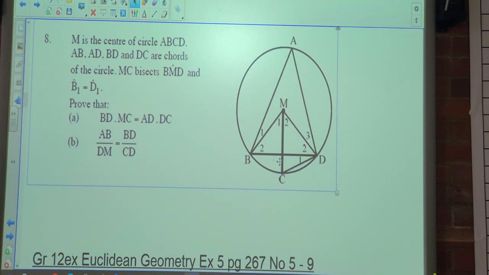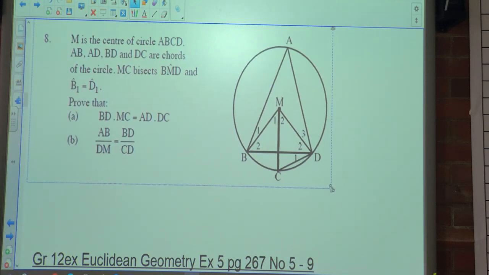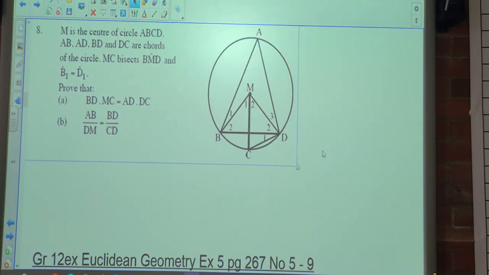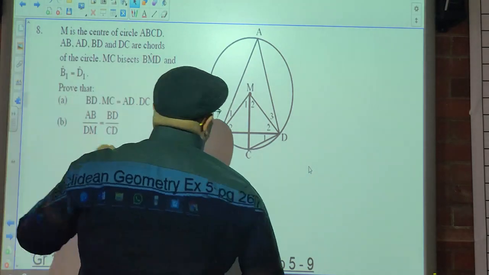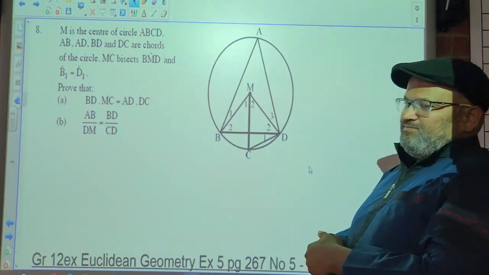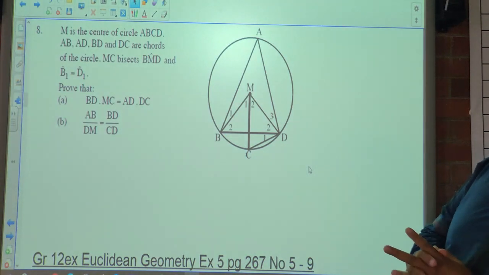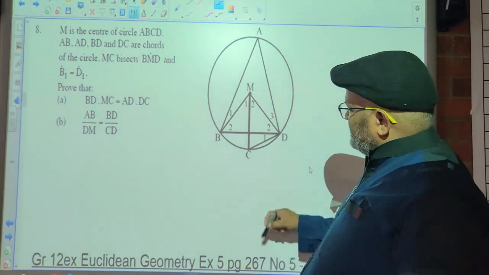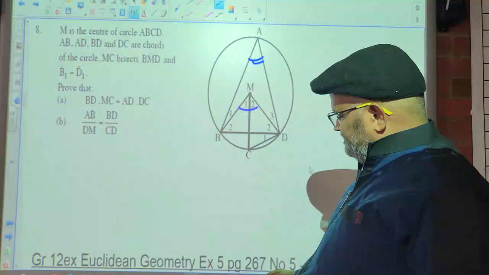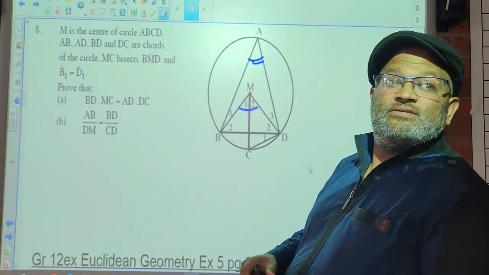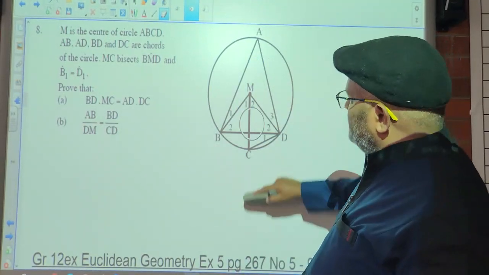Second last one. We are told that M is the midpoint. M is the center of the circle A, B, C, D. People, that's the center. What do we know? The angle at the center and the angle at the circumference, and we also know the radii and all of those things. Okay. So there's a relationship that exists here.